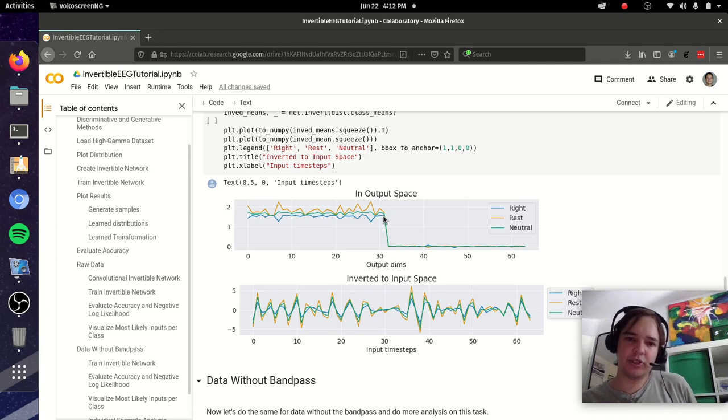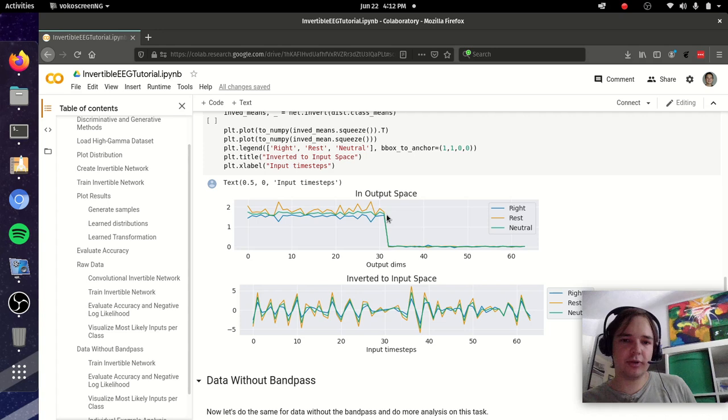So just in the output space, you see the orange line is for the resting state learned distribution mode. So this is the most likely resting state output point. And the blue one is the most likely right-hand point in the output space. And the green is basically something neutral in between the two classes that would have equal probability for both classes.